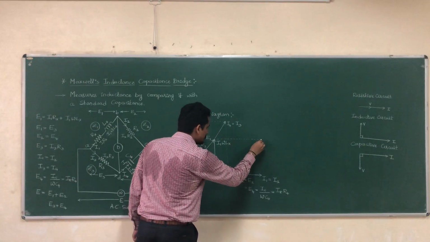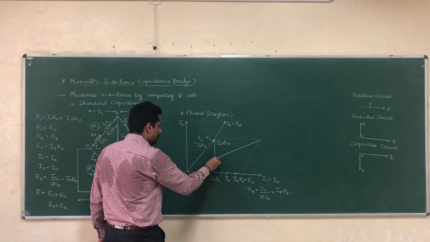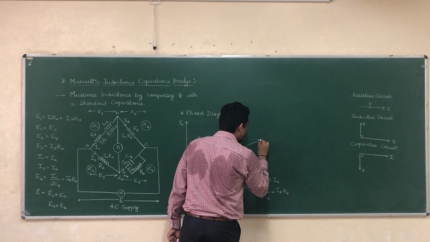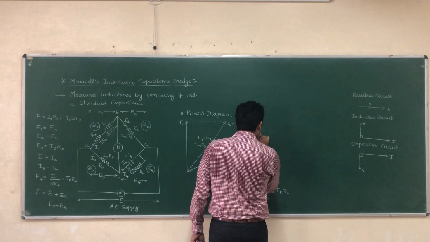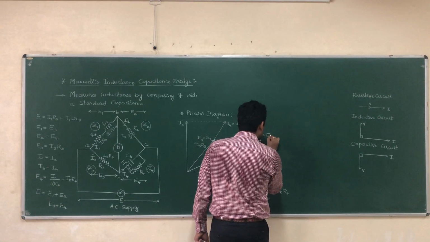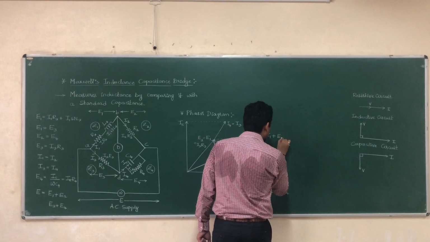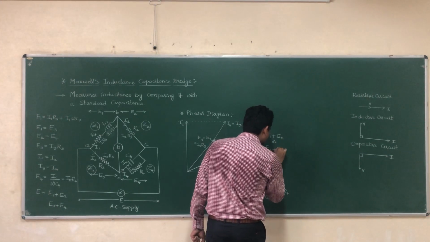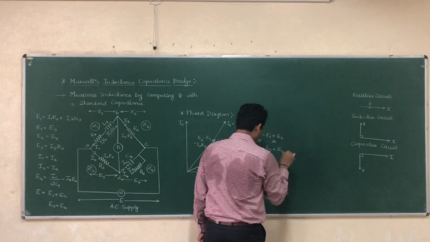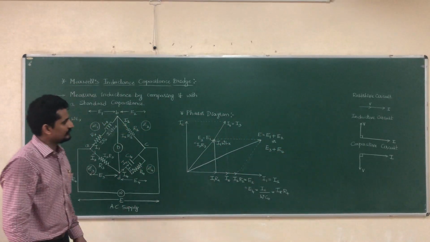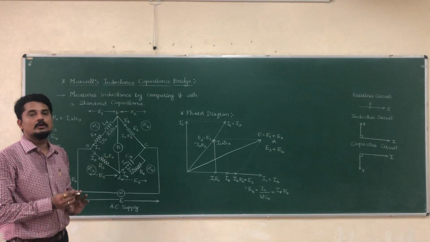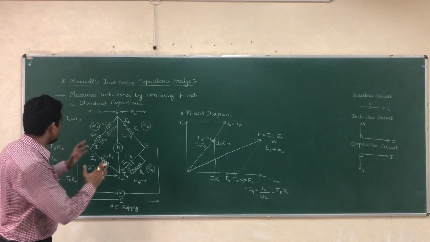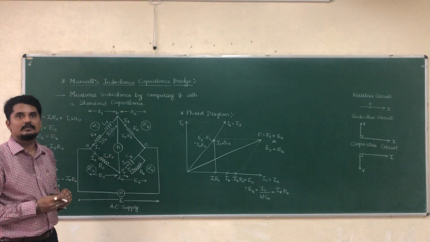Now, this will be the resultant. That is E, which is equal to E1 plus E2, or E3 plus E4. So this is how we'll write the phasor diagram by seeing the circuit. Thank you.